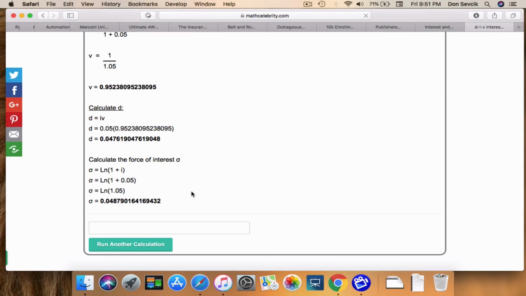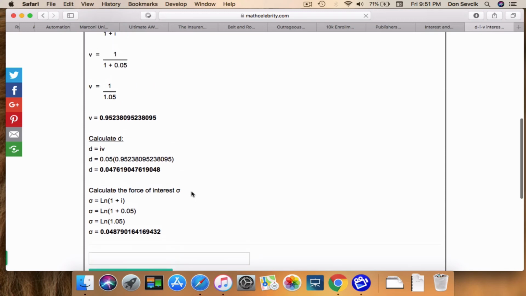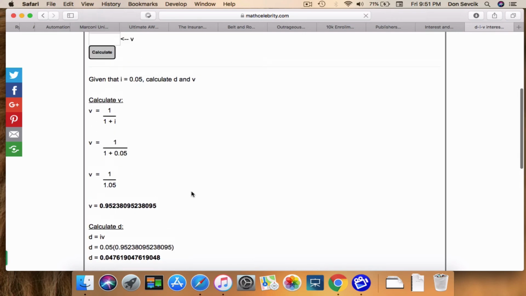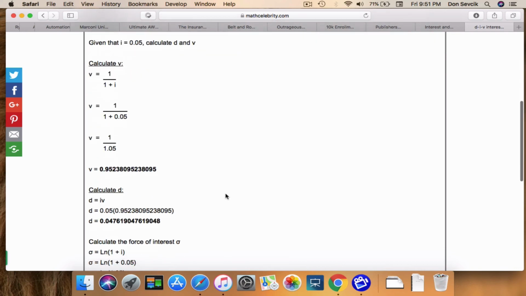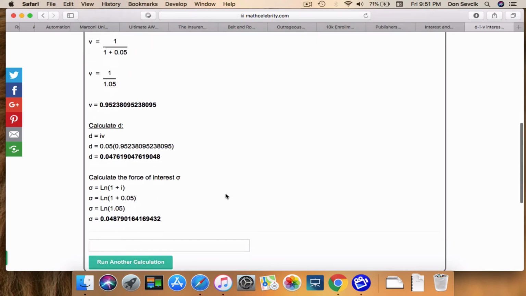So the beauty of this is if you ever get stuck or you need help with the tables or interest rate calculations, you just enter what you know out of these three, leave the other two blank, and hit calculate. And it will walk you through step by step how to solve the rest of the interest and discount variables.